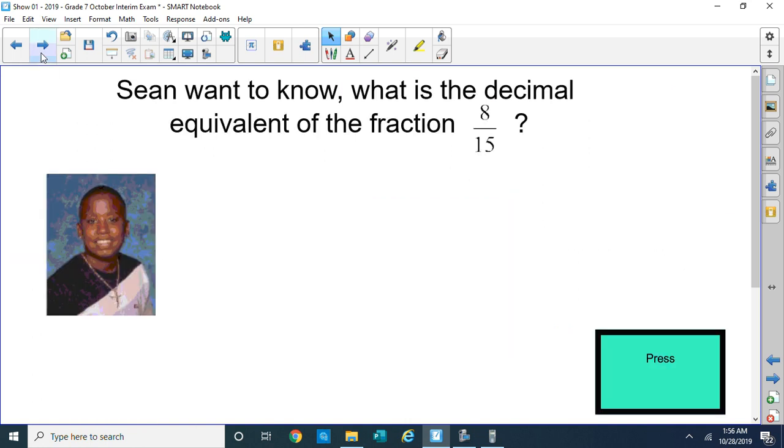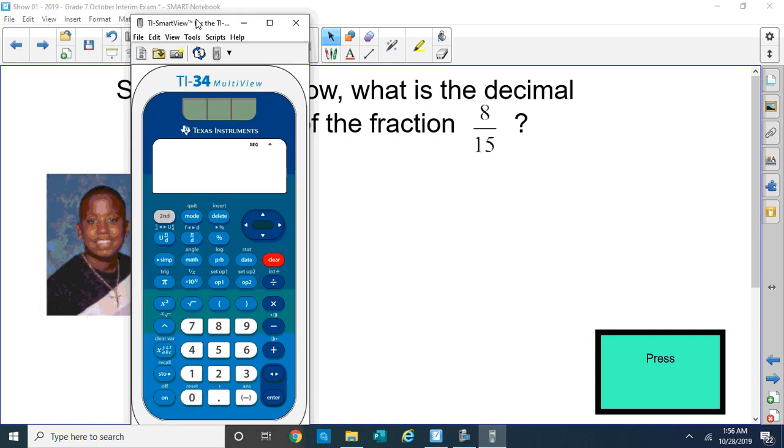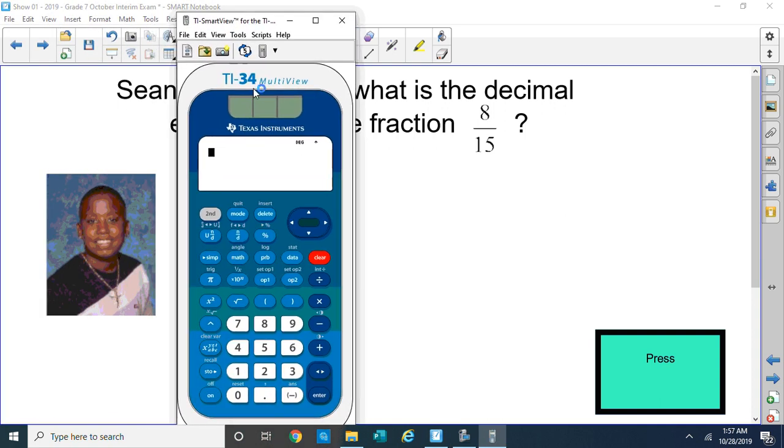All right, so let's get started. Here we have Sean wants to know, what is the decimal equivalent of the fraction 8/15? All right, Sean, so let's help you out. First thing, what's nice to know about this assessment, we can use our calculator. So let's get it out and type in the fraction 8/15.